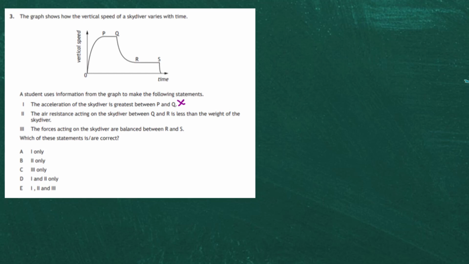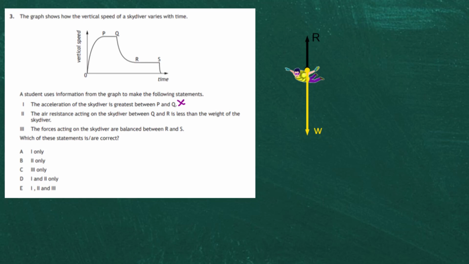Statement 2, on the other hand, is the following. It says the air resistance acting on the skydiver between Q and R is less than the weight of the skydiver. So once again, let's look at a diagram of the skydiver with that statement. The statement is saying that the air resistance acting on the skydiver is actually less than the weight of the skydiver.